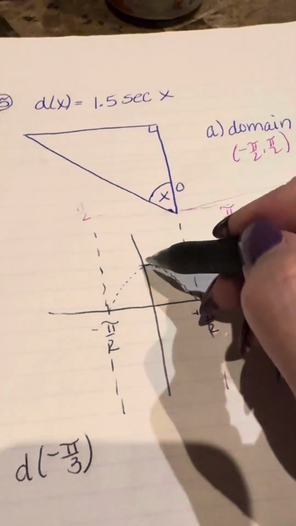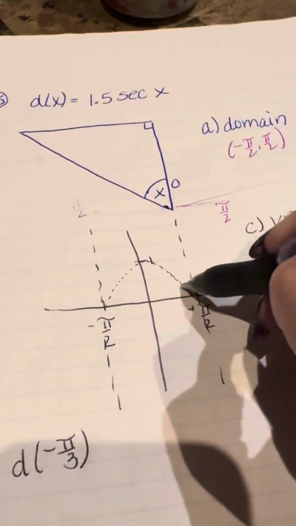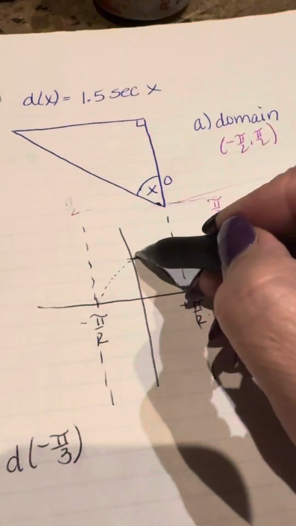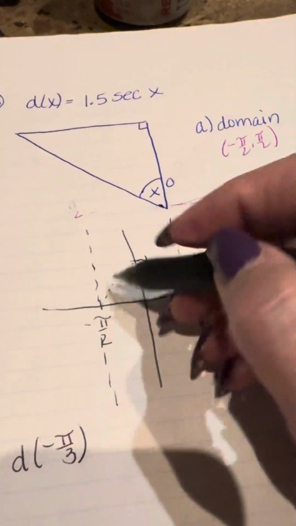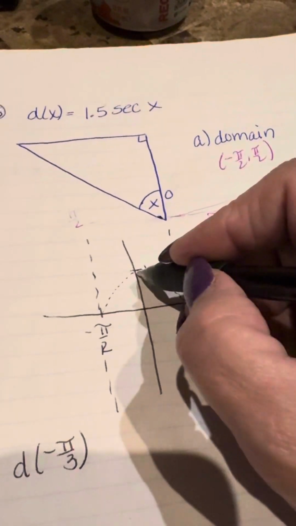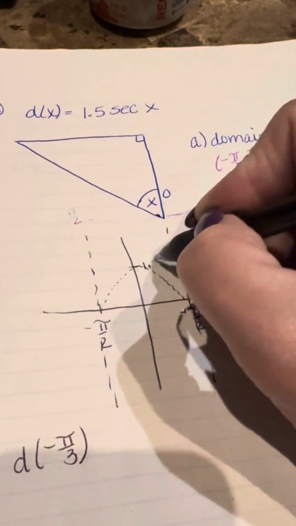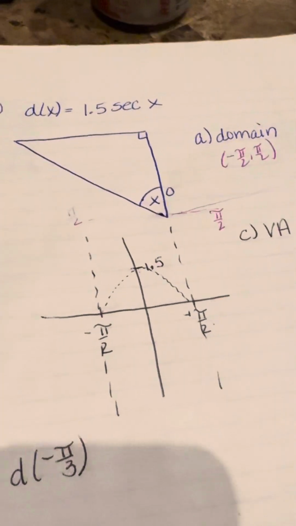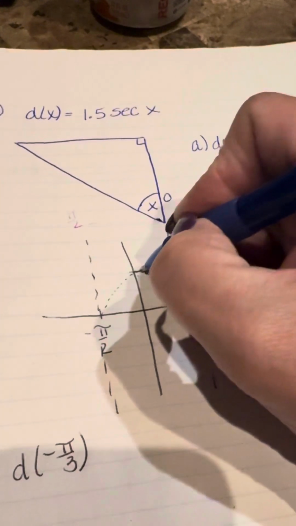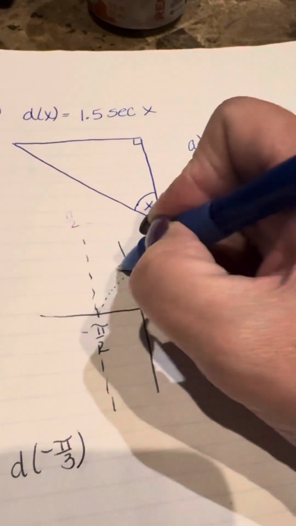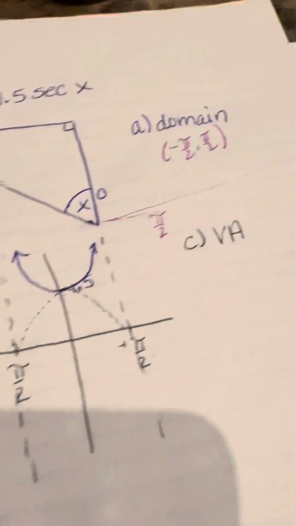Because the cosine graph usually starts up at 1 and then comes on down through. And then, of course, it repeats itself over here. And so instead of going up at 1, though, our amplitude is 1.5, so that's going to be 1.5. And then, of course, our actual graph of this is a parabola between those vertical asymptotes. So that's the graph of that.